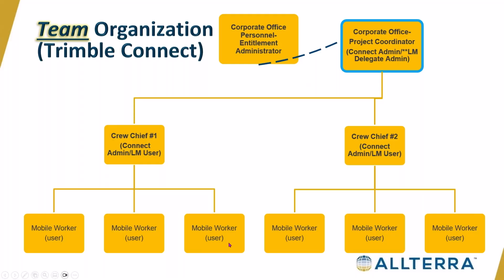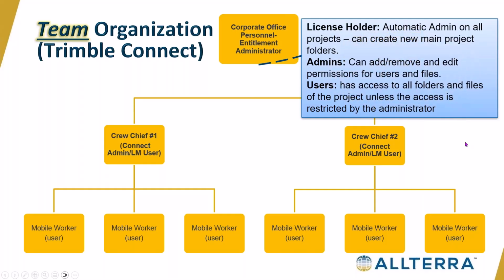Then typically the mobile workers are all going to be users, because depending on their level of experience, you don't want them to be able to manipulate too much. The license holder is automatically an admin on projects that they create, with full control over creating and managing projects. They can add and remove users, edit permissions, create folders, and upload and download. Users can access project files and folders according to permissions set by admins.